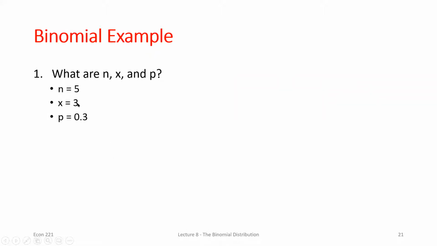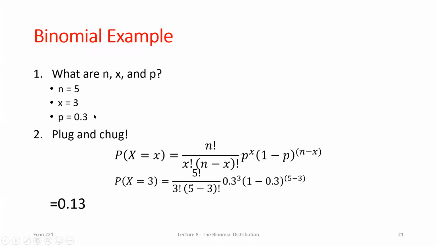So I've got those 3 pieces of information: the number of trials, the number of successes I'm looking for the probability of, which is 3, and the probability that any one of those people has a degree, which is 0.3. So really it's just a matter of plugging those values into this equation and working through it correctly. Now we talked about these factorials.